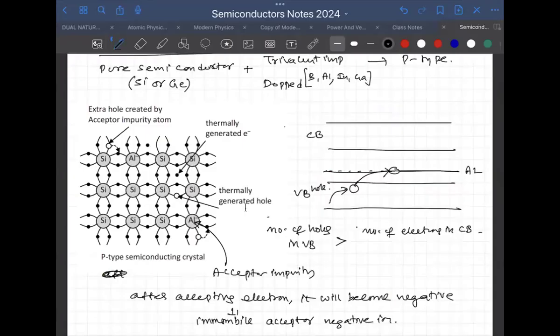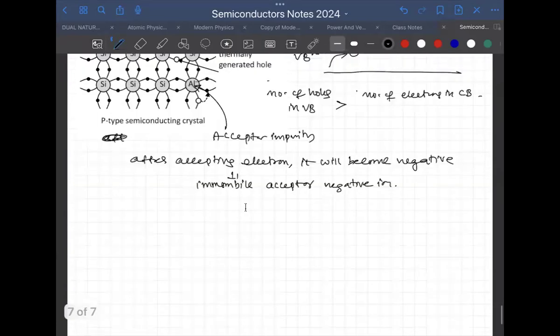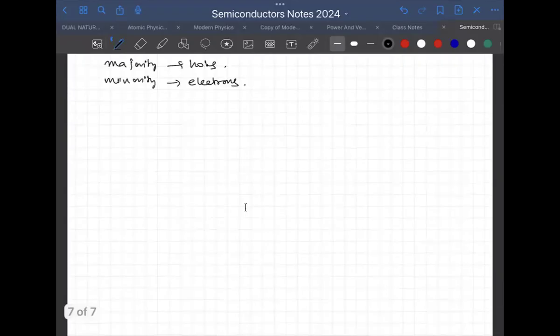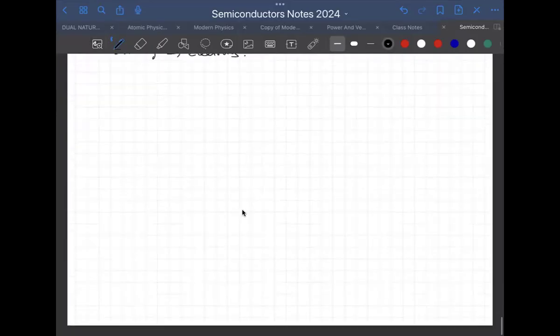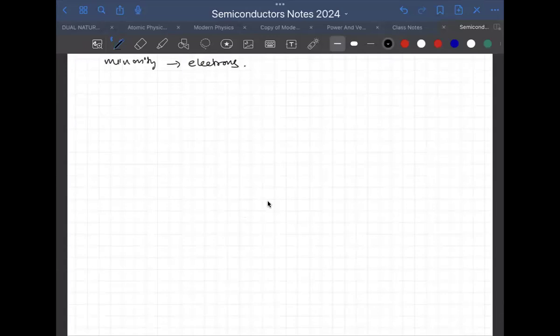So in this, the majority charge carriers are holes, and the minority carriers are electrons. Again, I am telling you both are electrically neutral. That doesn't mean P means positive and N means negative. That is decided on the basis of the net charge. Now to conclude all that I have done, I'll give it in one single diagram.